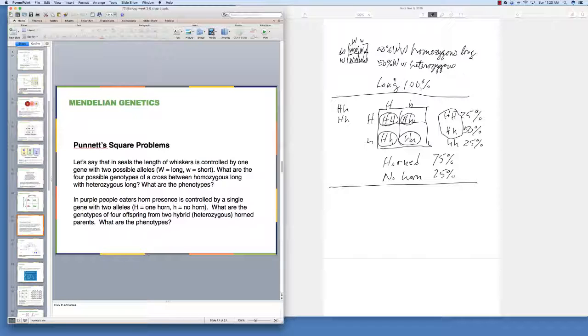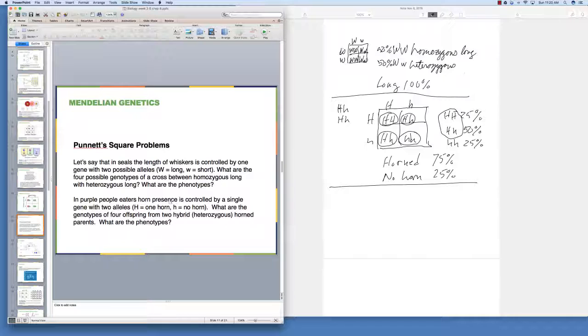So 100%, all four have long whiskers. 2 out of 4 have heterozygous genotype. So 50% are heterozygous genotype and 50% are homozygous long genotype. The second problem is over here.